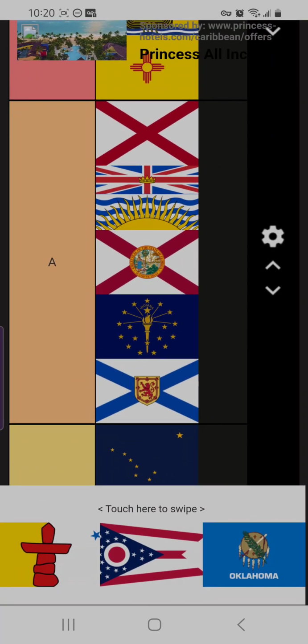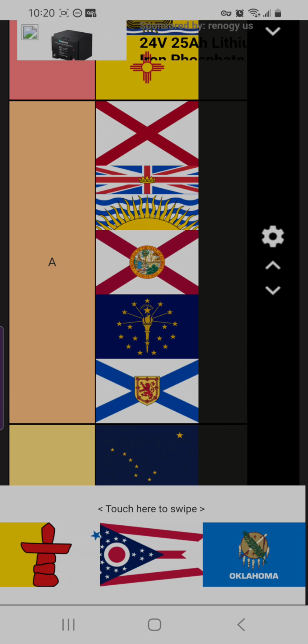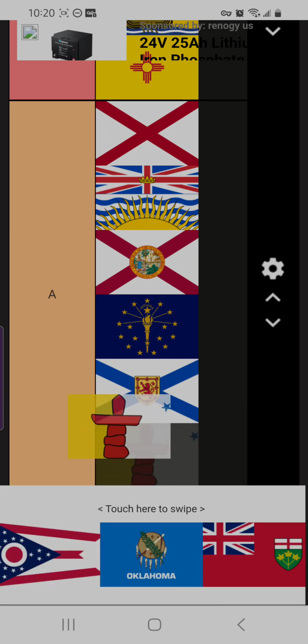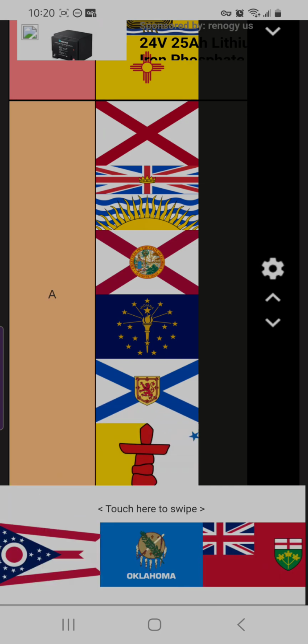Nunavut. They did something unique with the flag. They actually just put a big stone statue, and a star, and a pretty unique way of using yellow and white. So I'm gonna give this an A, better than Nova Scotia's flag.